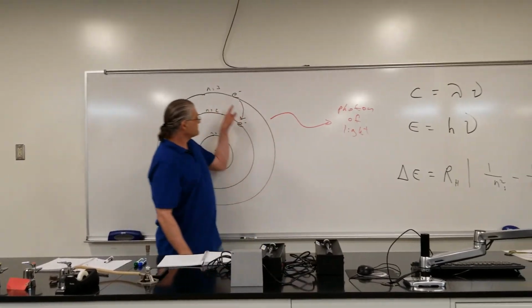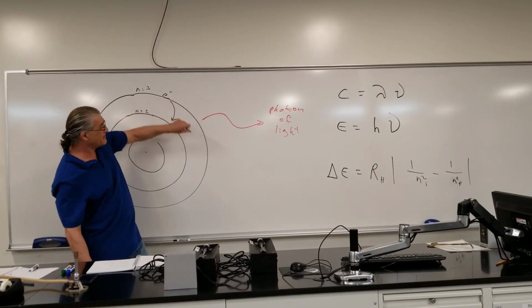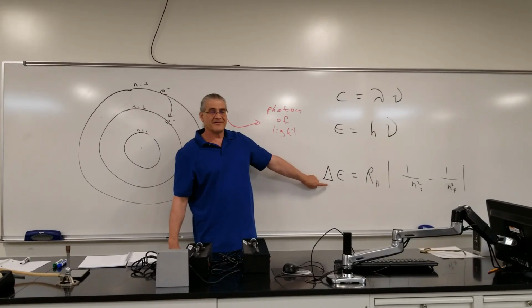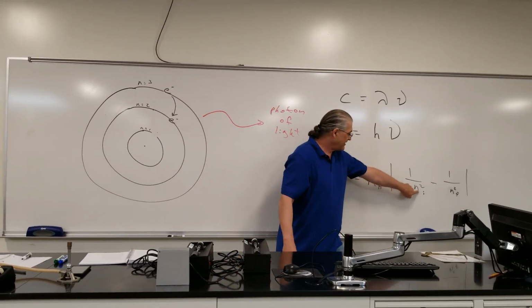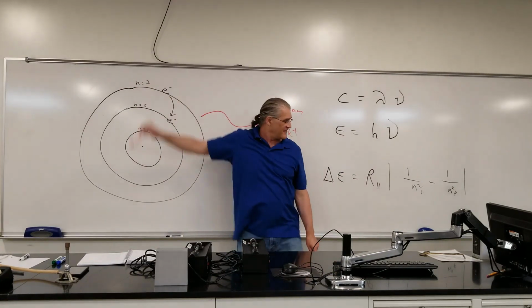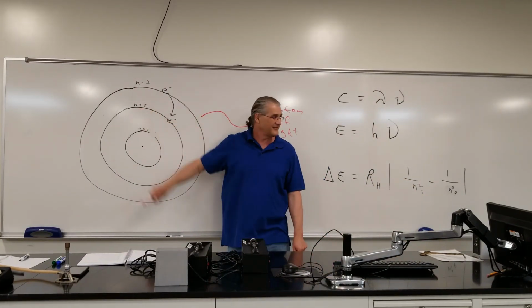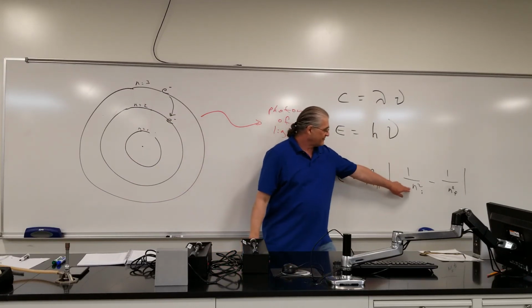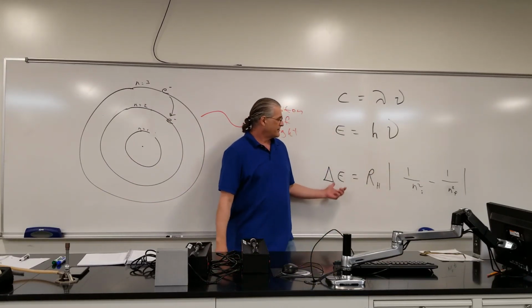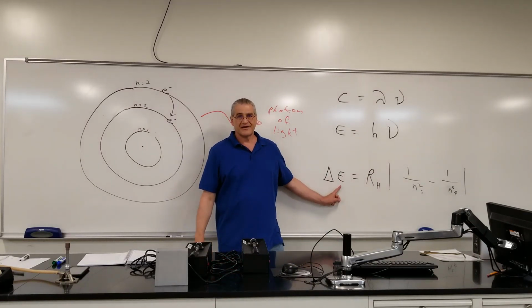The energy change for the electron, how much energy is lost by the electron, is given by this equation, where n_i here is the initial level of the electron, and n_f is the final level of the electron. So you plug those numbers in here, run it through this equation. That tells you the energy change for the electron.